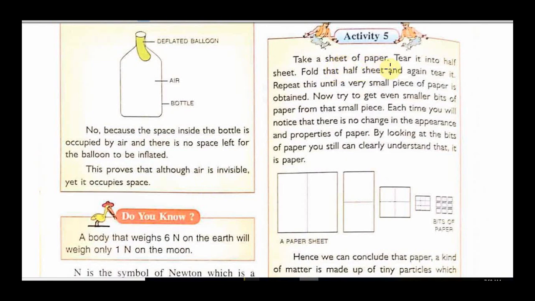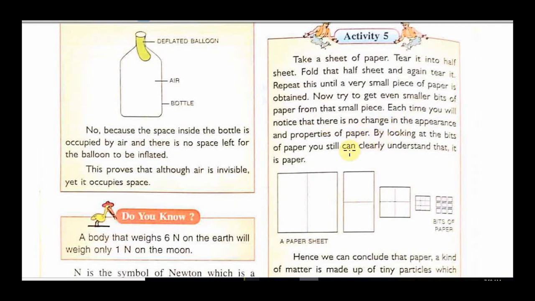Take a sheet of paper, tear it in half, fold that half sheet and tear it again. Repeat this until a very small piece of paper is obtained. Now try to get even smaller bits of paper from that smaller piece. Each time you will notice that there is no change in the appearance and properties of the paper.